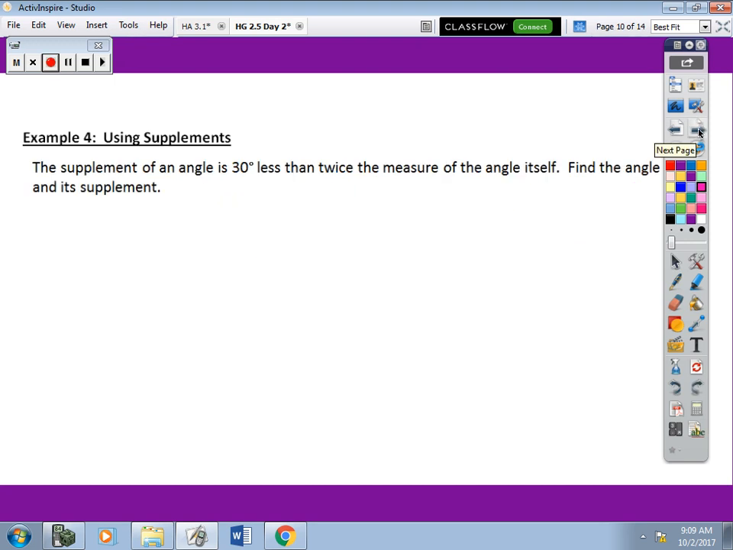Now let's make the expressions a little bit more complicated. The supplement of an angle. So what expression do I use to represent the supplement? Marquise? 180 minus x, and I'm going to use parentheses, is, that's where my equal sign will go in my equation, 30 degrees less than twice the measure of the angle itself. So 30 degrees less than means that I'm going to subtract 30 at the end.